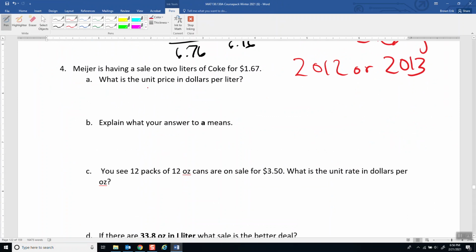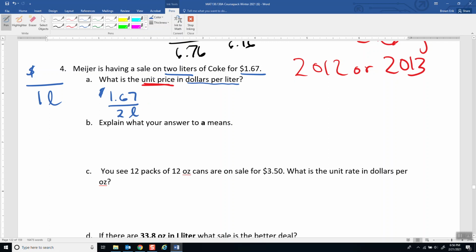All right, this is a special word. Remember, unit price means denominator of 1. So we should have something over 1. And notice how we are to find this. It's dollars per liter. So dollars over liters, 1 liter. Well, here's the quantity we've been given, $1.67 over 2 liters.